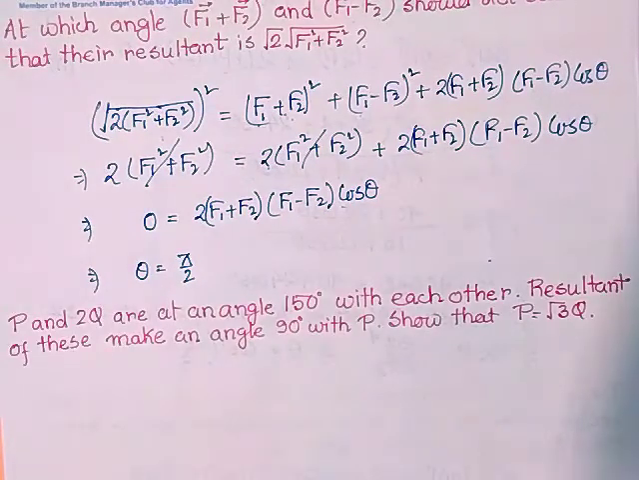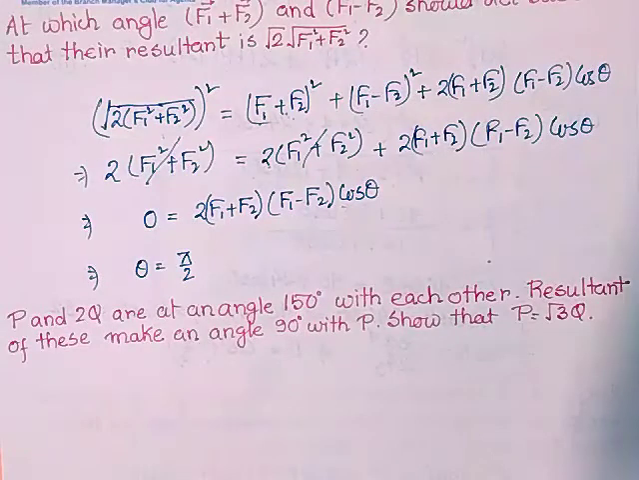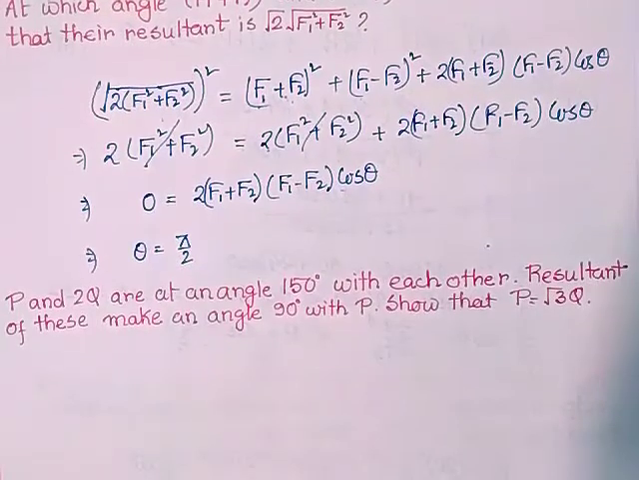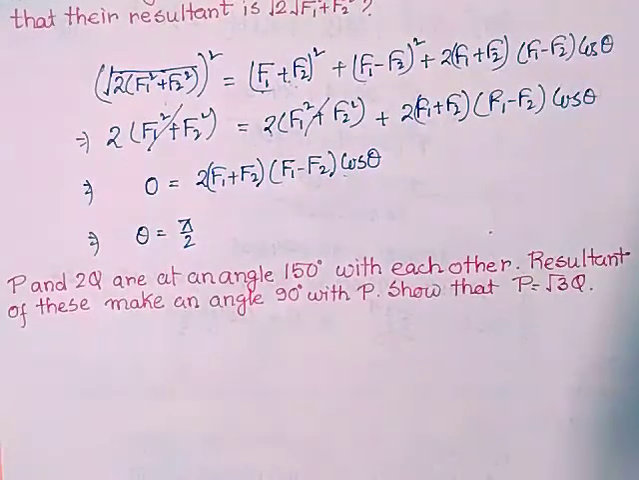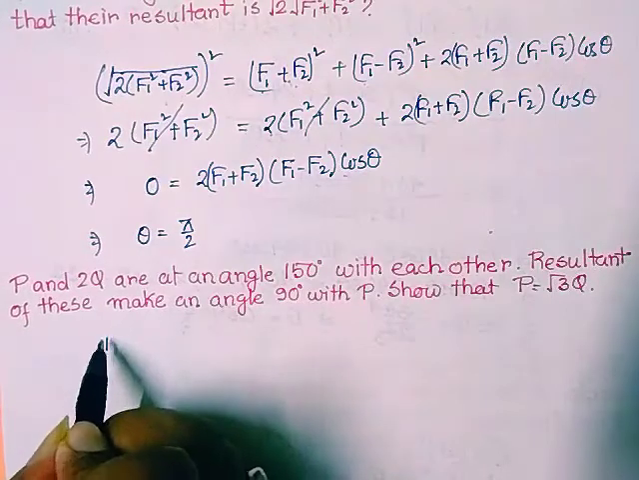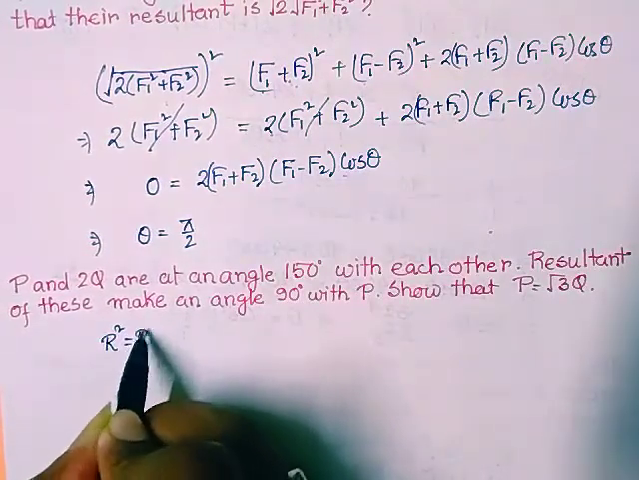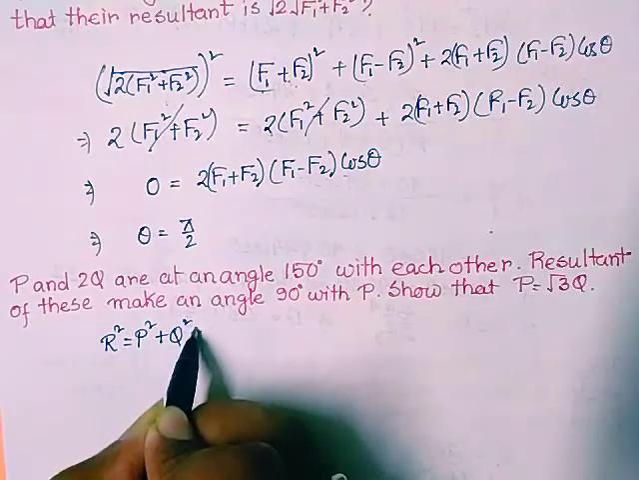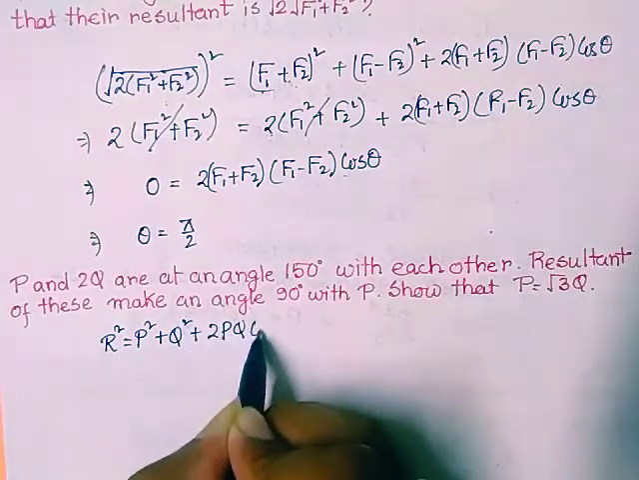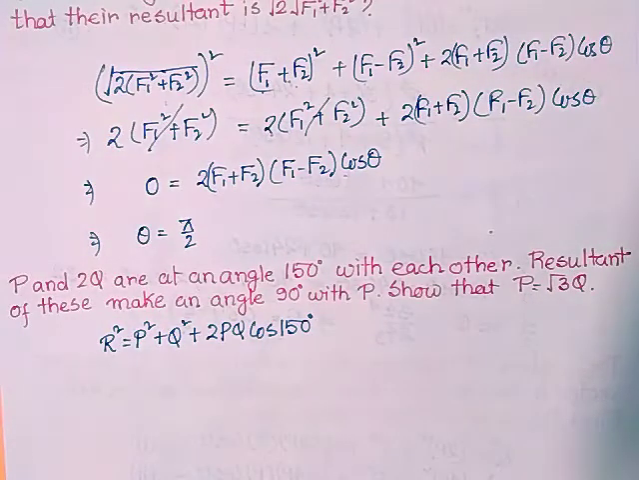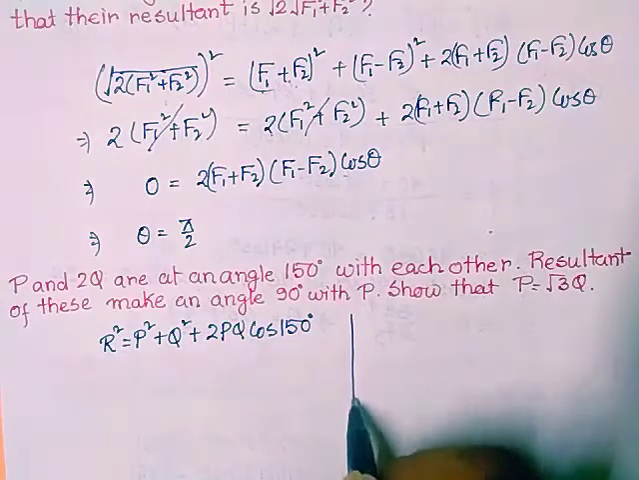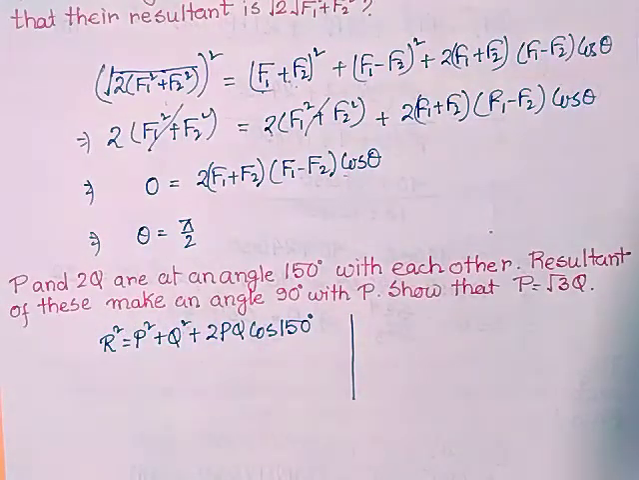This is our next problem. P and 2Q are at an angle of 150 degrees with each other. The resultant of this makes an angle of 90 degrees with P, so that P equals root over of 3Q. So we can write down the resultant R square equals P square plus Q square plus 2PQ cos 150 degrees. Now what is the value of cos 150 degrees? We have to know. And another piece of information is that the resultant makes an angle of 90 degrees with P.